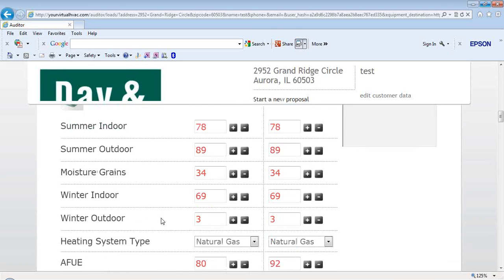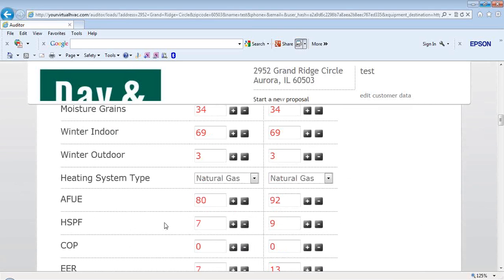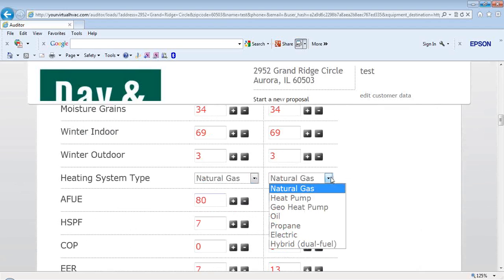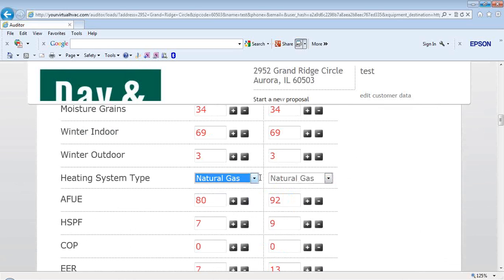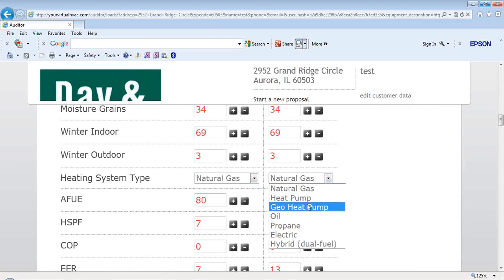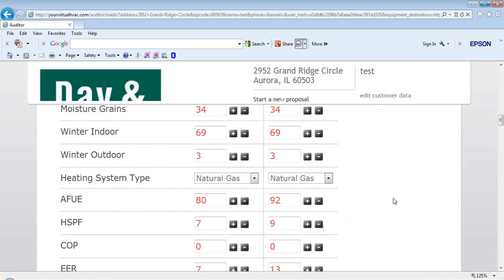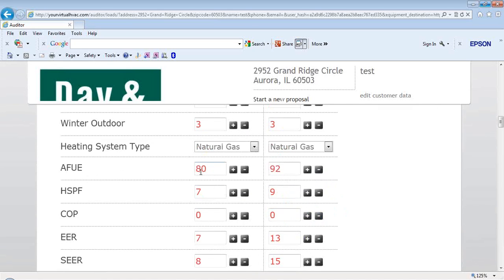Outdoor 89, outdoor 3, those are all fine. I'm going to leave it natural gas. I could keep it natural gas as what I have in the current house now, but I could propose a heat pump or a geothermal system or a dual fuel system or something like that. I'm just going to leave it natural gas. Currently, there's an 80% furnace. Let's say I put in a 97% modulating gas furnace.